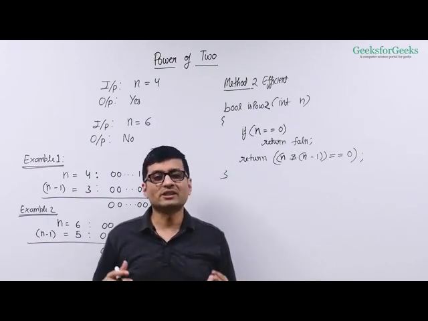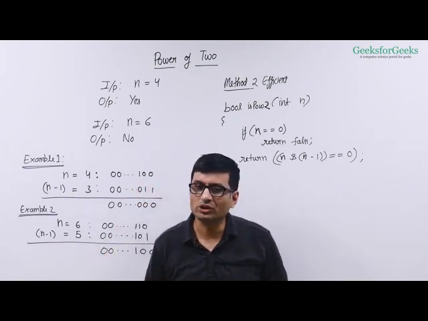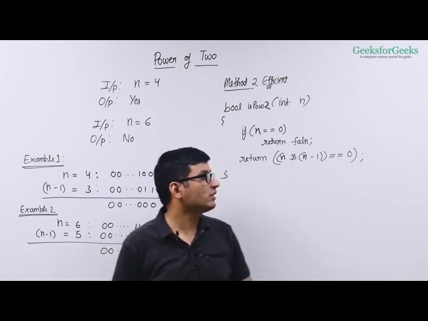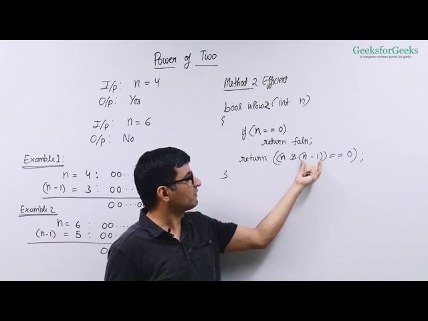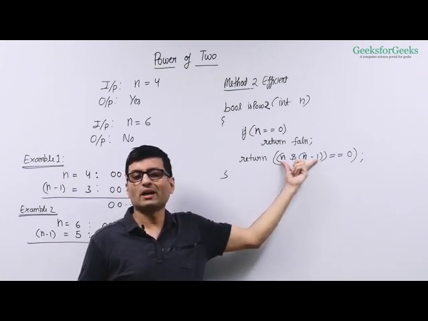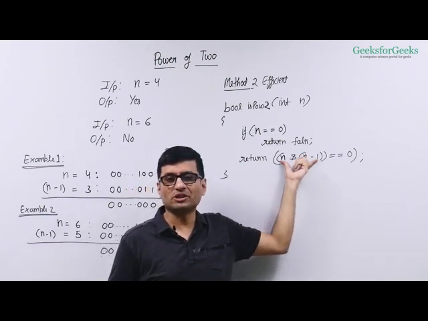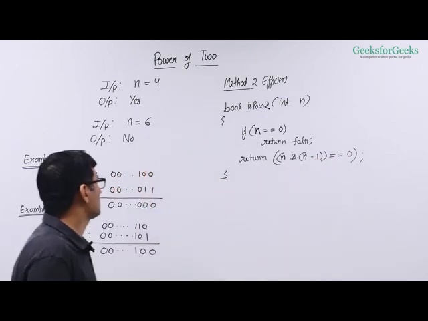Now, how do you unset a bit? You can always unset the rightmost bit of a number by doing bitwise AND of that number with n minus 1. If your number is n, if you do a bitwise AND of n with n minus 1, you will always unset the rightmost set bit. And if your resultant number becomes 0, then you return true, otherwise you return false. Let's see how does this work.